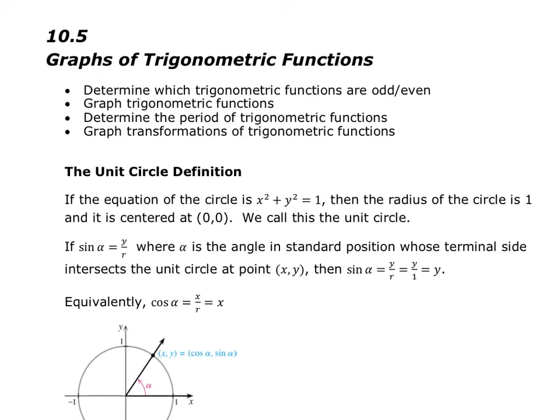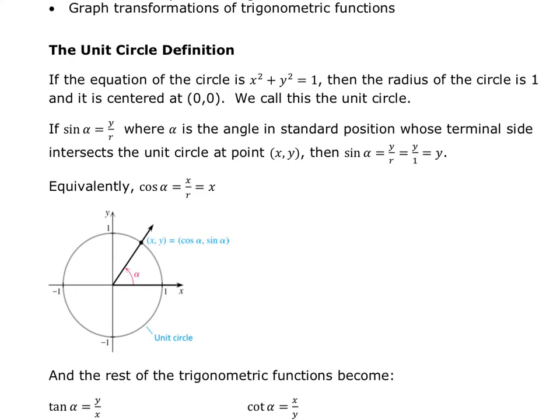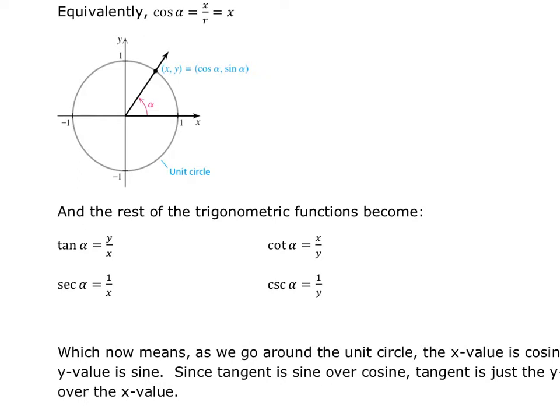We also know that the sine of alpha is y over r, where alpha is in standard position, meaning that we start at the positive x-axis and rotate counterclockwise. We know that cosine, of course, is x over r, which is just x when we're on the unit circle, just like sine is just y on the unit circle. We also know that all the rest of the trig functions become y over x, x over y, 1 over x, or 1 over y, depending on which ones you are looking at.